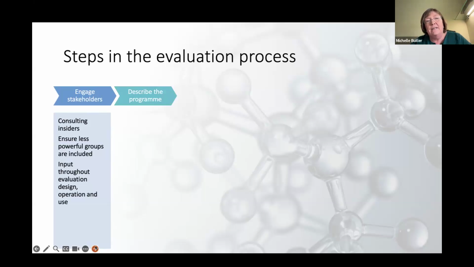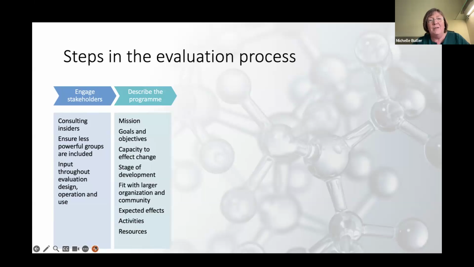The next stage then is to describe the program. We can't decide how we're going to focus this evaluation if we haven't really got a good sense of what the program is about. So maybe looking at various documents, maybe looking at policies, also talking to some of the people who are involved in establishing this initiative, and getting a sense of what the program is about.